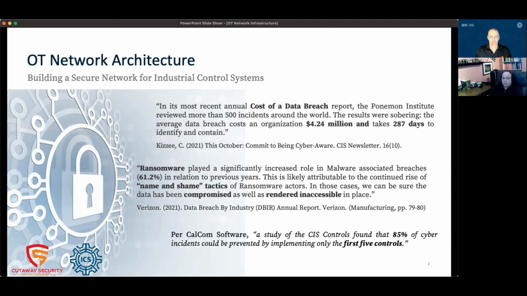Great point. I'm a big fan of the CIS controls. I found that there's a lot of people in industry that just don't know about them. They're more than willing to implement them once they learn about them, but they just don't know about them. A study of these CIS controls found that if you just implement the first 5 controls, you knock out 85% of the cyber incidents. It's not all of them, but at least it's a good start. You can go on to the next slide.